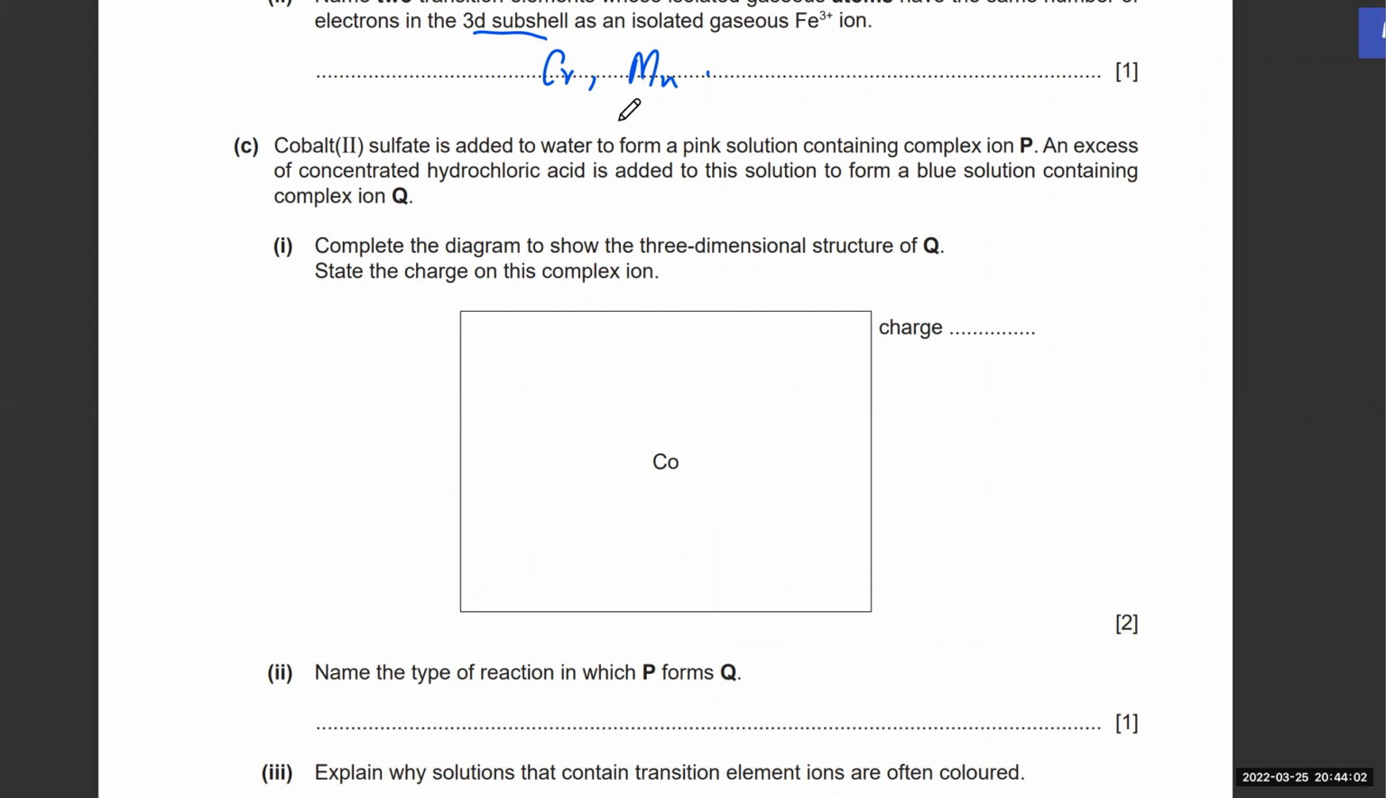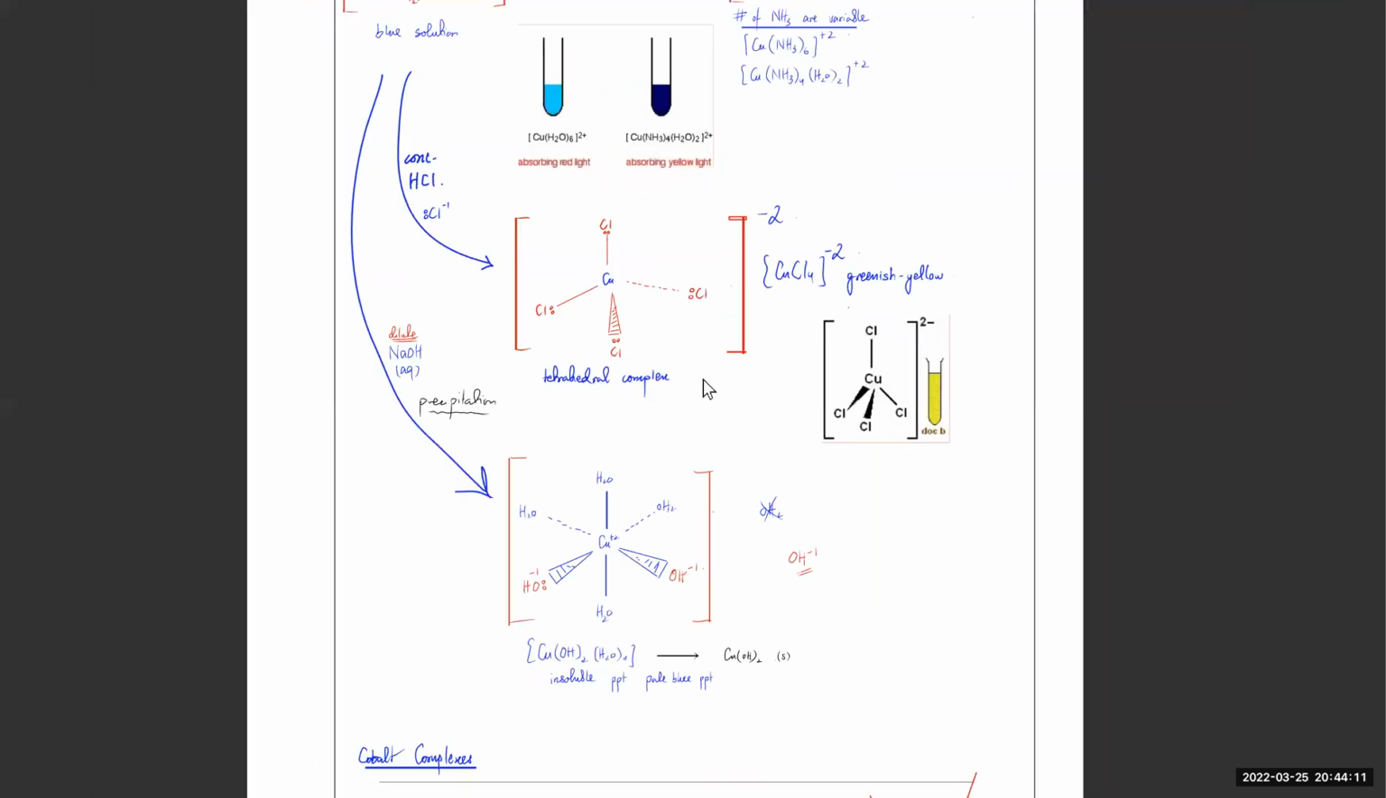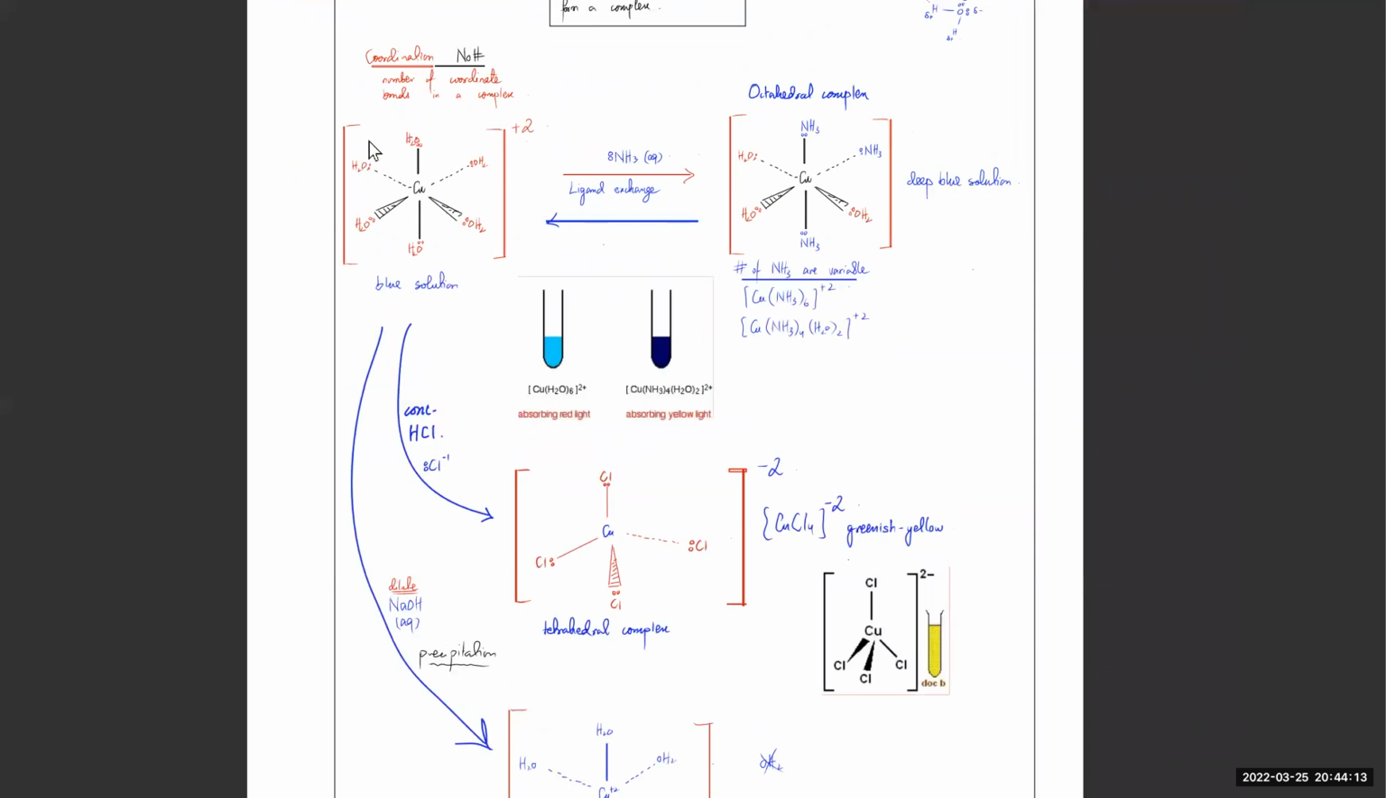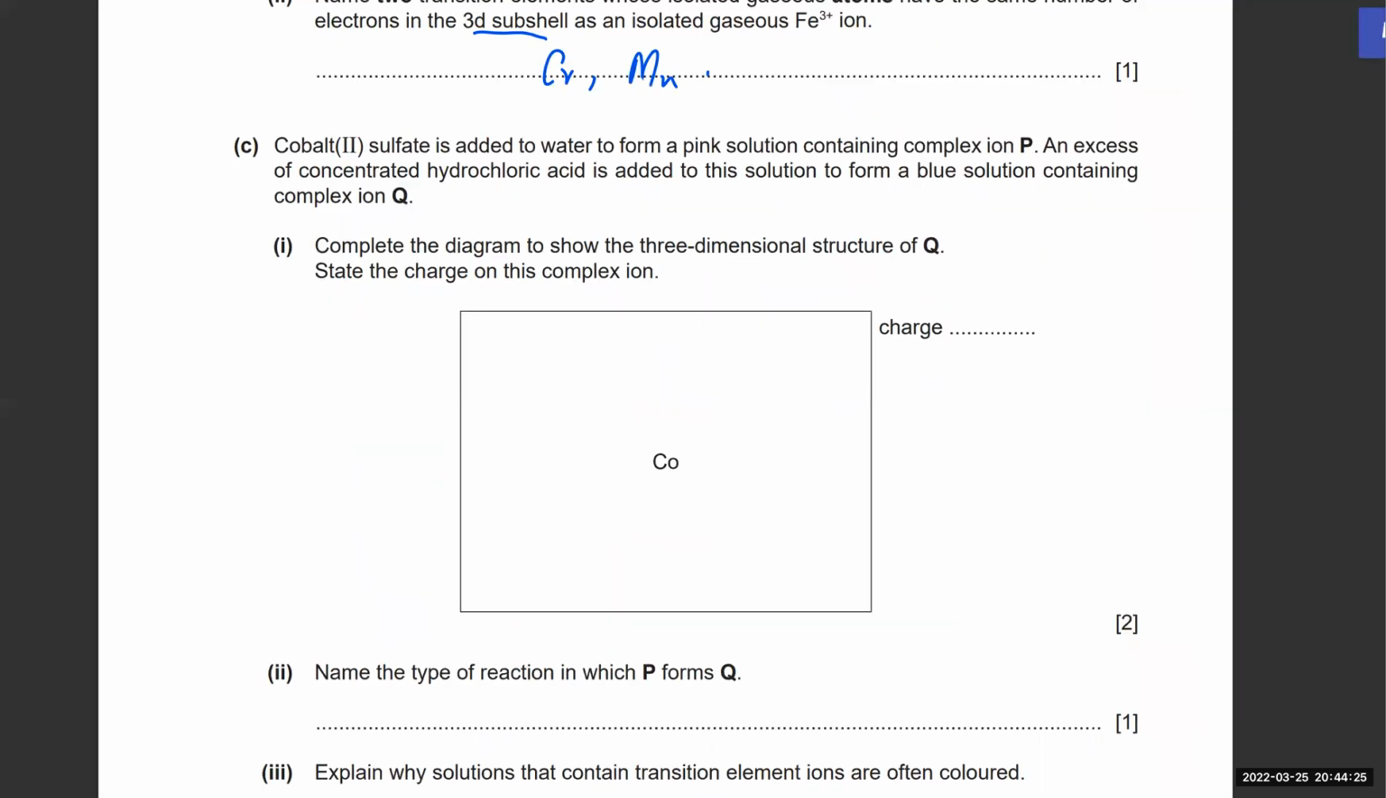Sorry, it was added to water. And then an excess of hydrochloric acid was added to the solution to form a blue solution containing complex ion Q. So we're talking about Q over here. So you added to water, it became surrounded by water, but now it's surrounded by Cl ions because you added concentrated HCl. Cl ions are bigger in size, so there would be just 4 of them around it. So it's going to be tetrahedral. So Cl ions and the cobalt will have a charge of +2.